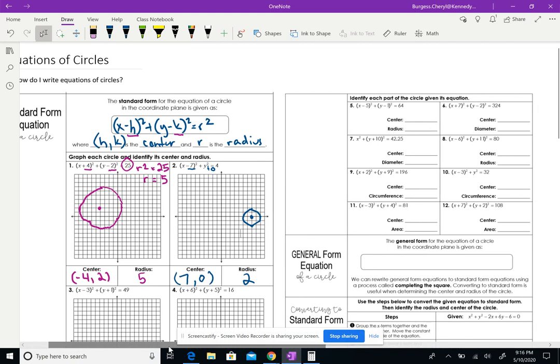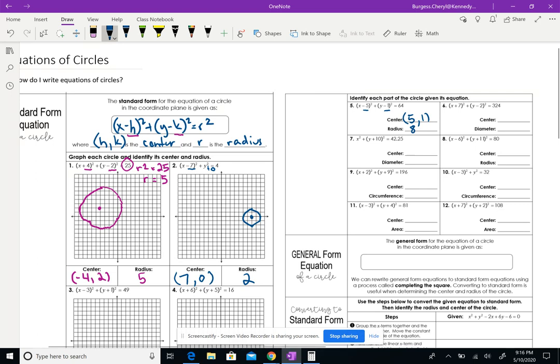So 5 through 12, we are still just identifying the parts of the circle. Number 5, we're going to find h and k. So h is +5 and k is +1. So our center is at (5, 1). And the radius is the square root of 64. So our radius is 8.